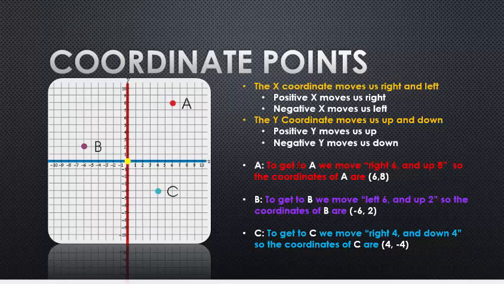For example, if you look at point A, we have to move right 6 and up 8, so our coordinate point for A is 6, 8. If you look at B, we have to move left 6, up 2, so our coordinate point is -6, 2. And if you look at our coordinate point for C, we move right 4 and down 4, so our coordinate is 4, -4.